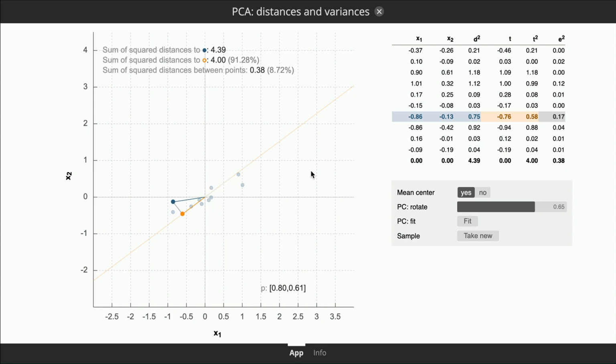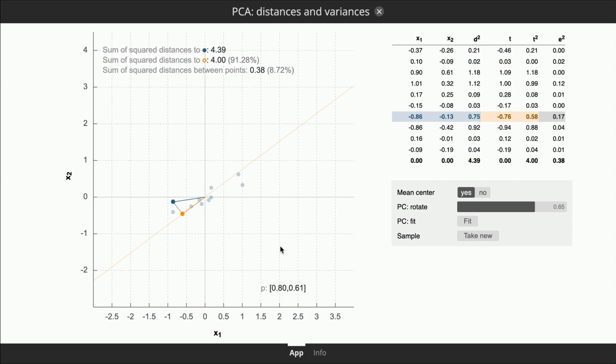Okay, so this is the overall idea: latent variables, distances, variances, and in the case of principal component analysis, the principal component is a latent variable oriented to maximize the variance of the projected points or minimize the residual variance, the squared distances between the original points and the projected points. Okay.